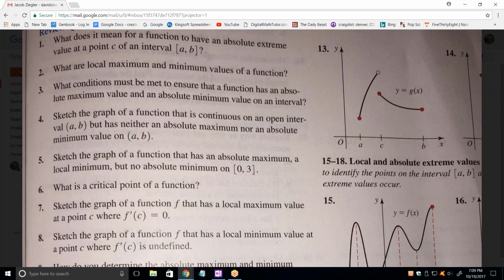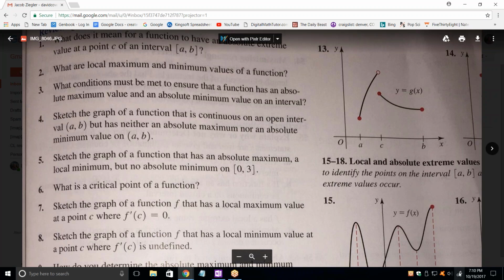Well, what it means is that the value at C is either a minimum value in that entire interval, or it's a maximum. Oh, no, I'm talking about 4. What's that? 4. Oh, 4. Okay. Yeah. Sketch the graph of a function that is continuous on an open interval but has neither an absolute maximum nor an absolute minimum. Okay. I think I can do that.